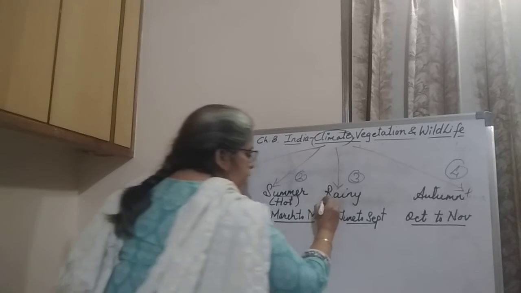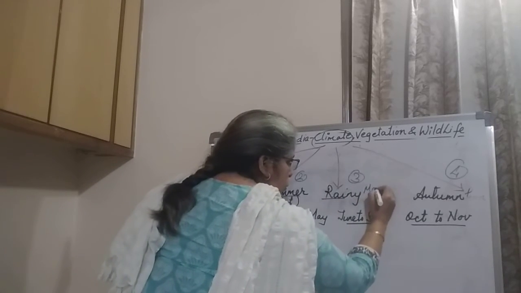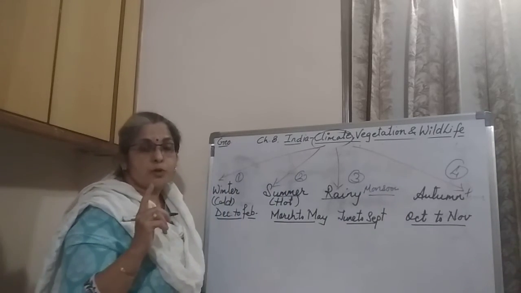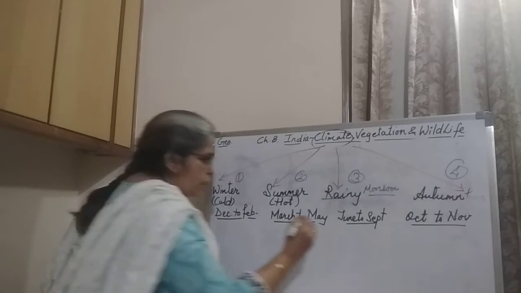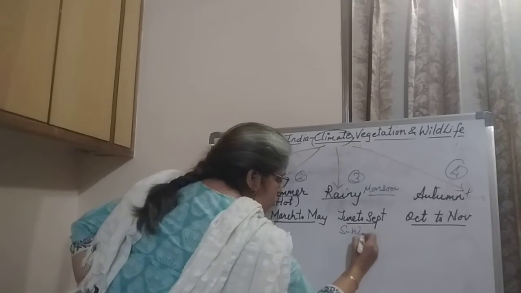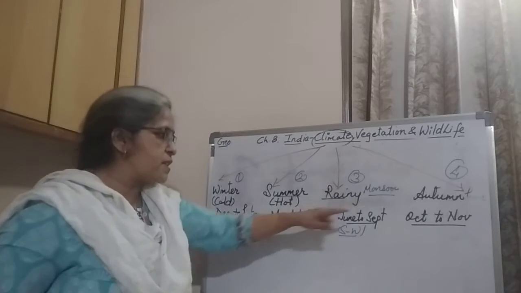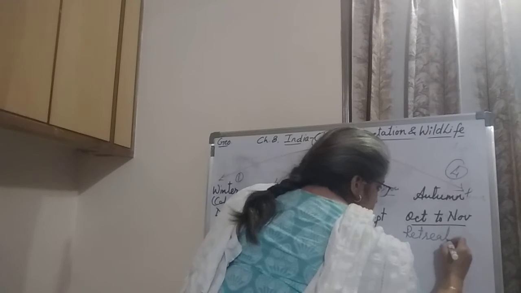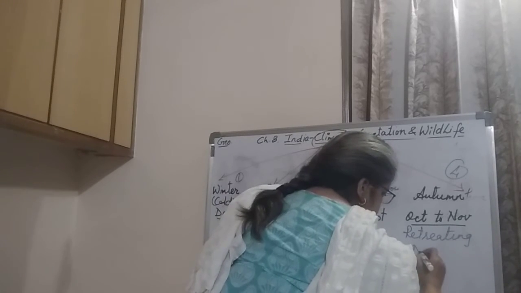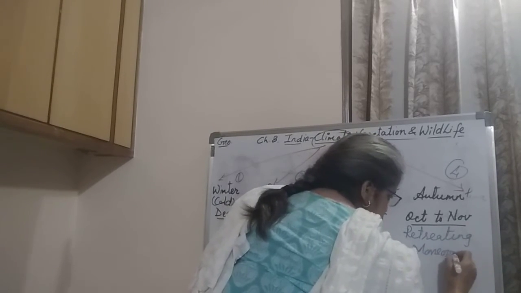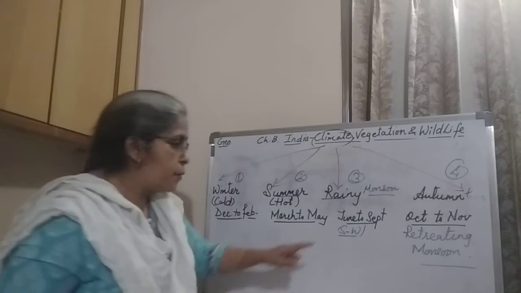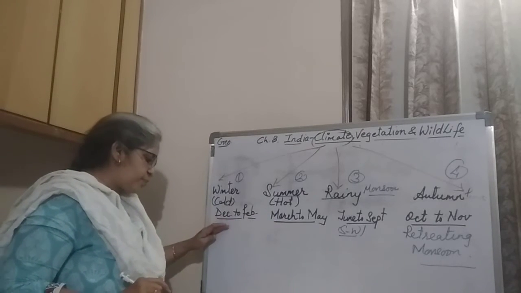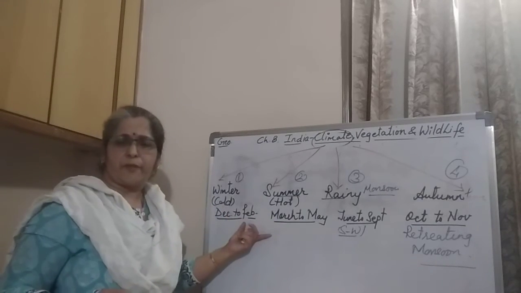Rainy season is known as monsoon season also. Monsoon season, known as southwest monsoons. Why southwest monsoon? I will tell you. And autumn season is known as retreating monsoon, in the month of October and November. Now listen carefully. This is very common for winter and for summers.